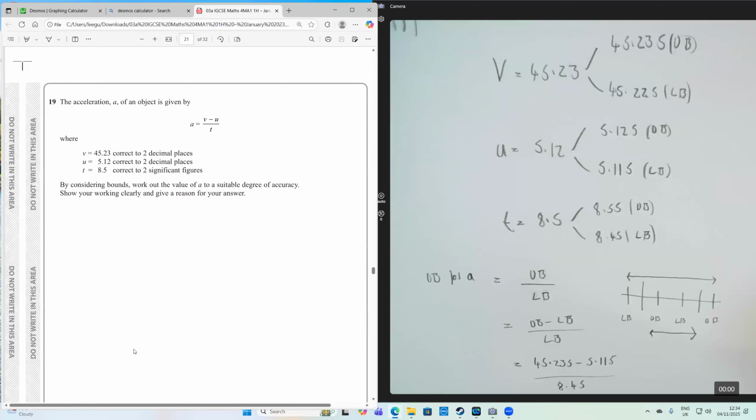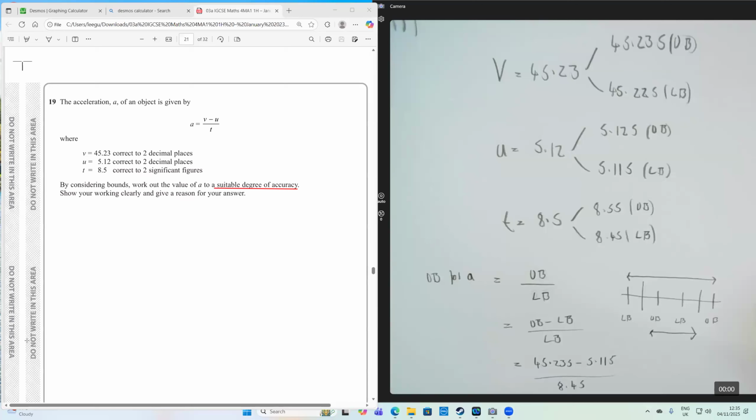The acceleration a of an object is given by a is equal to v minus u over t, where v is equal to 45.23, u is equal to 5.12, and t is equal to 8.5. Okay, so it says by considering bounds, work out the value of a to a suitable degree of accuracy. I cannot emphasize enough how important that statement is right there. Suitable degree of accuracy. That's super important, okay?